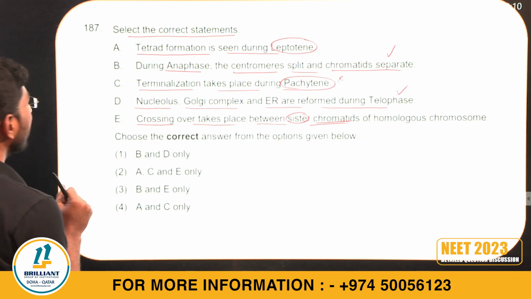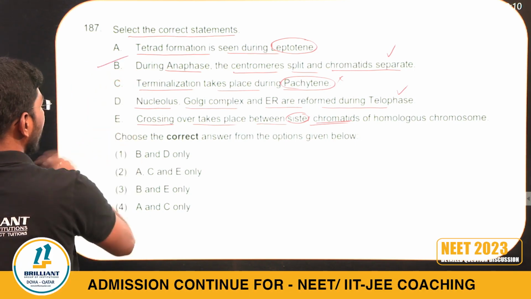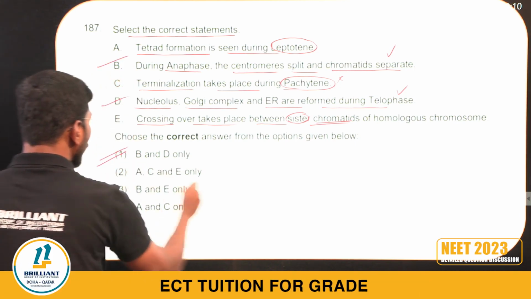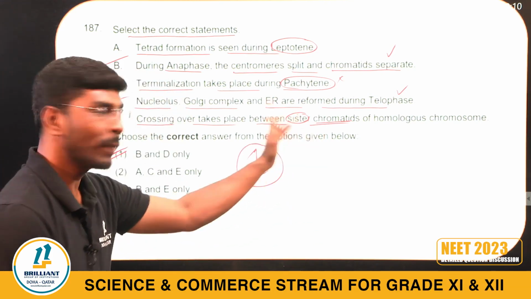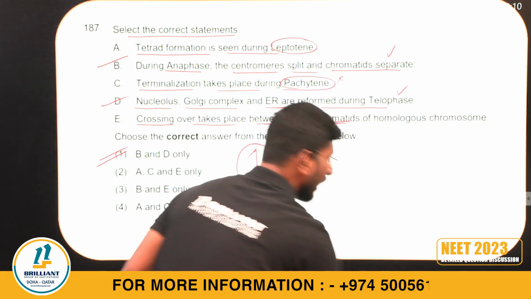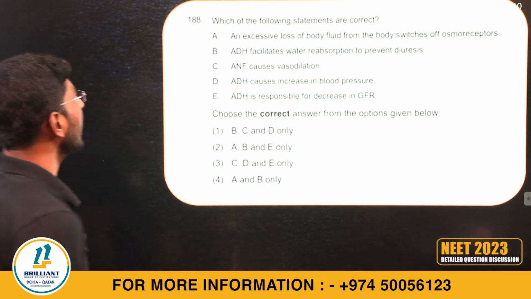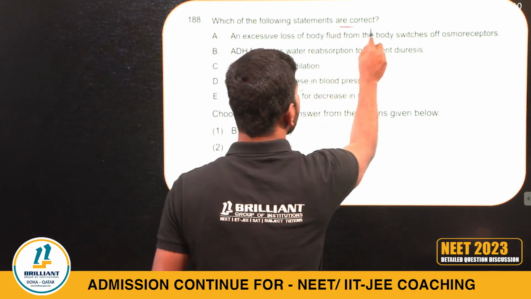How many are correct statements? B is correct, D is correct. B, D only. Option 1. Question 188. Which of the following statements are correct?